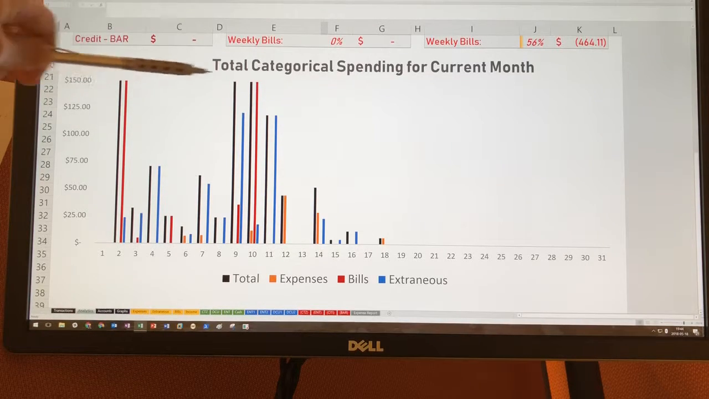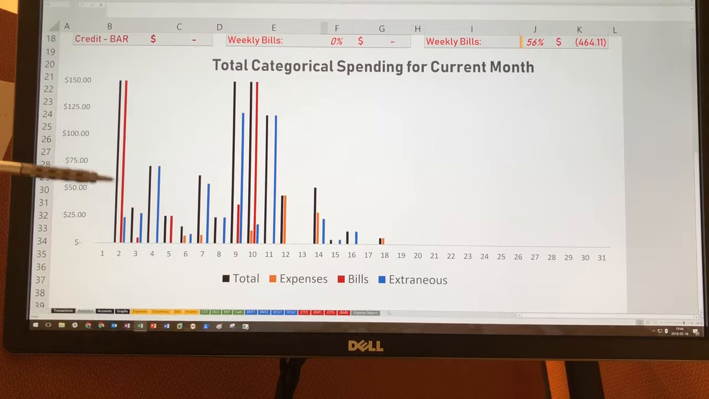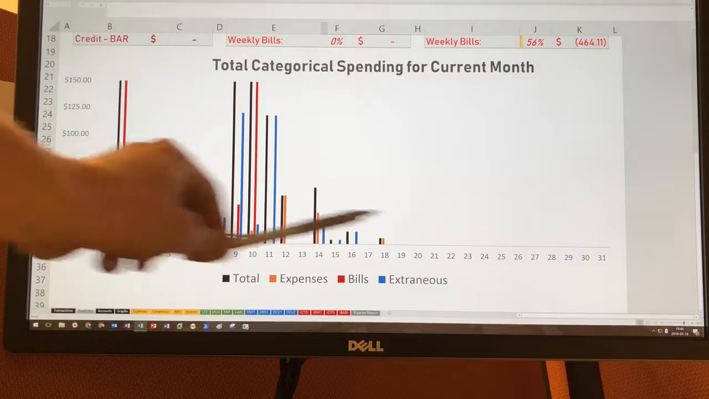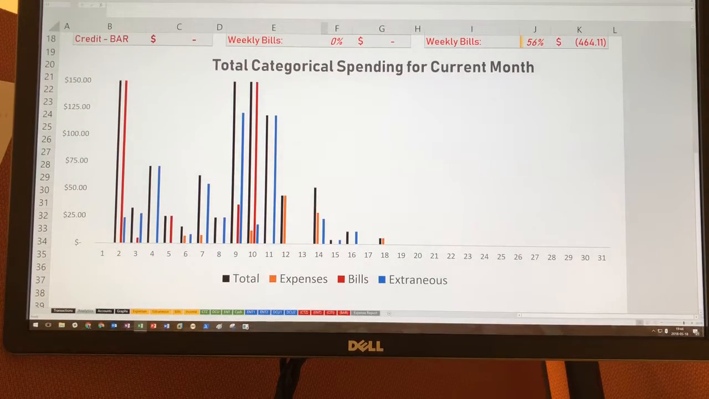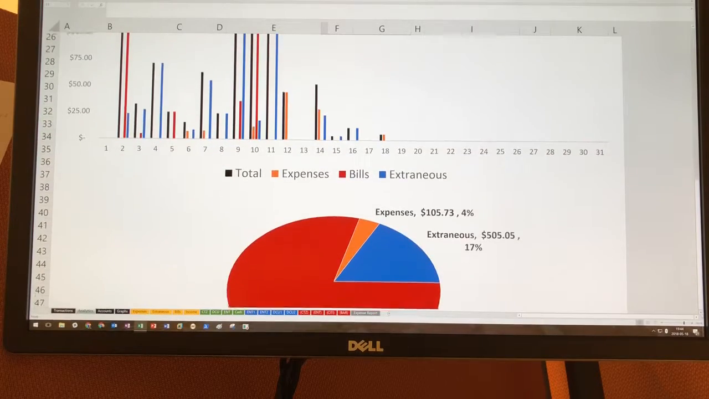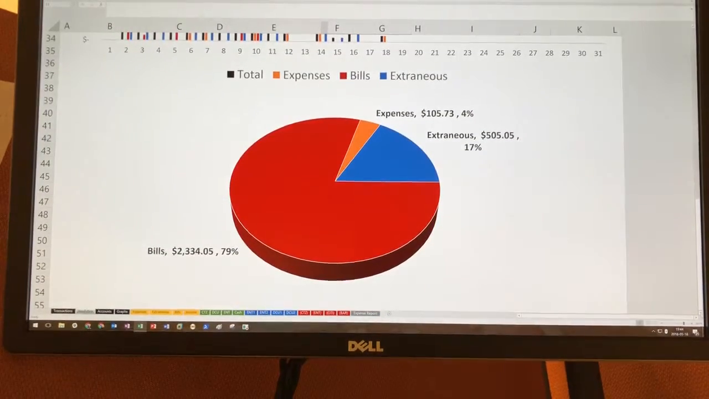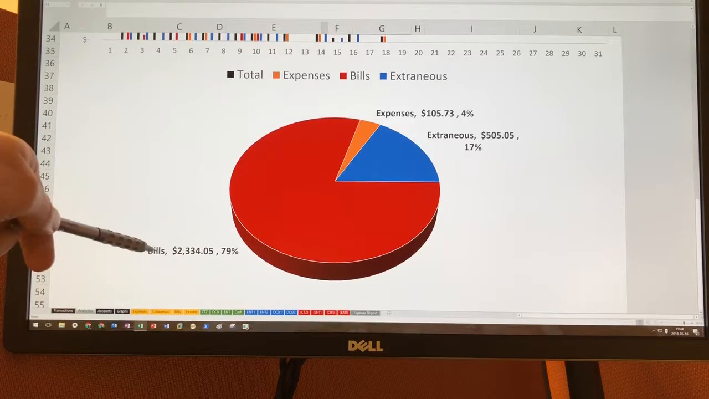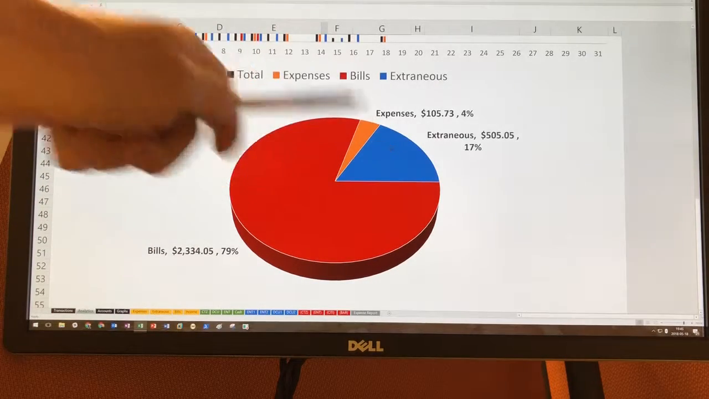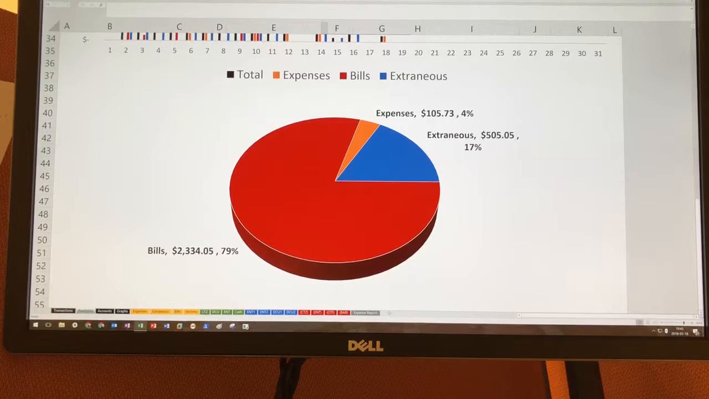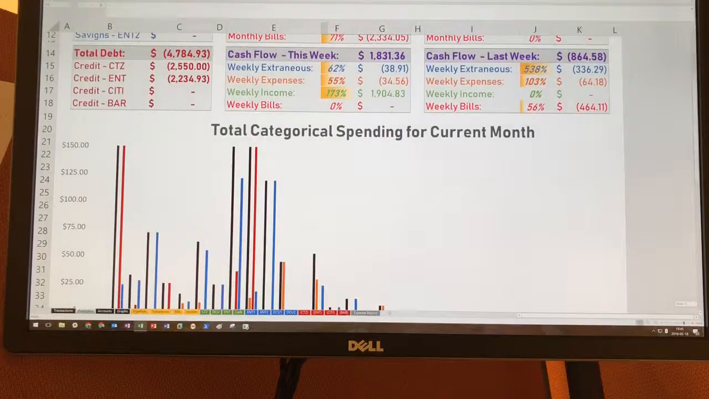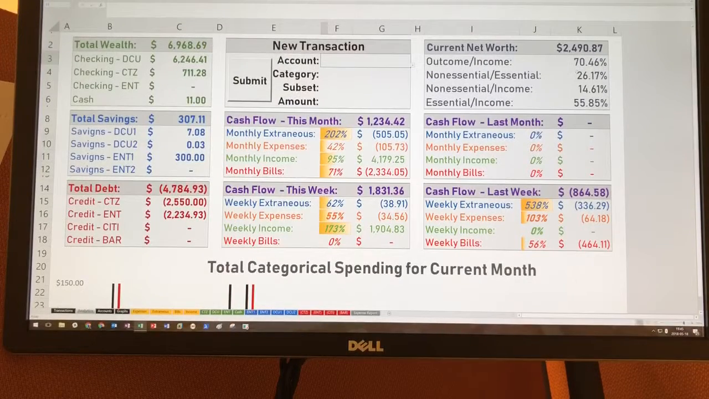The very, very large bars here, when I pay the rent and the car payment, they go way higher than necessary. I know that they're very expensive. And I cut it off here because I see more the everyday sort of stuff. And then further down here, I have a pretty simple pie chart to, again, show the difference between those bills, expenses, and extraneous. So let me show you now how I put in new transactions.